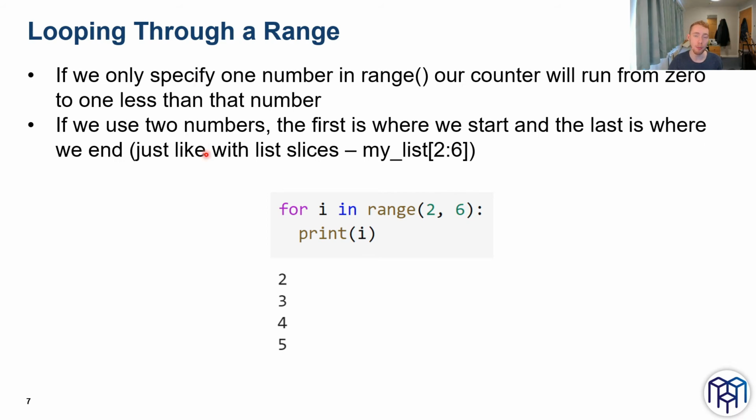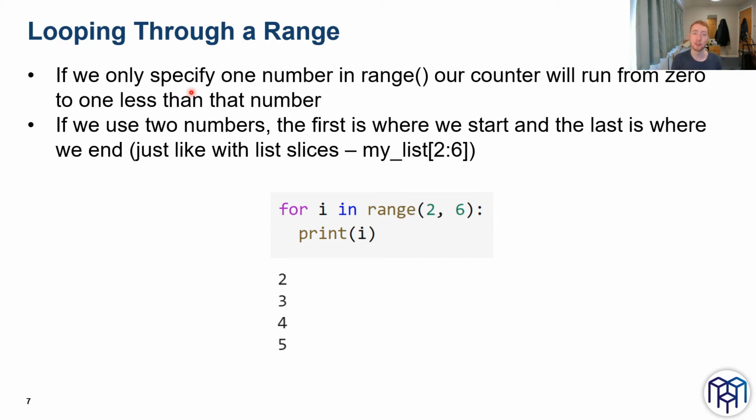And so we looped through a range from 0 before, but the range function is quite flexible. It can also let us loop from one value up to another. And to do this, we simply put in 2 numbers separated by a comma into the range function. And this is going to loop from the first one up to, but not including, the second one.